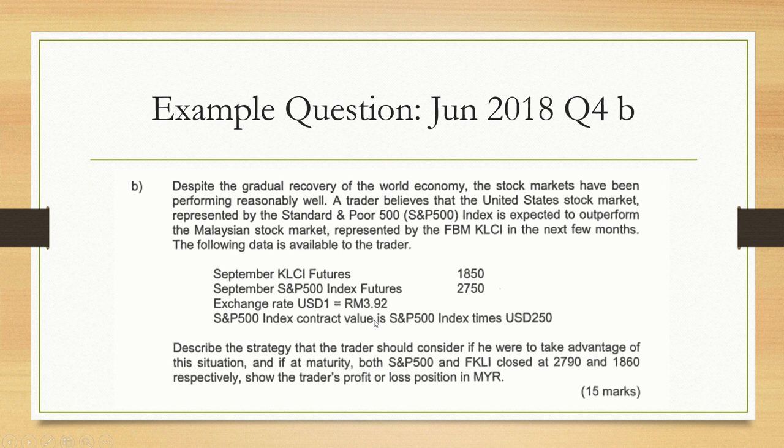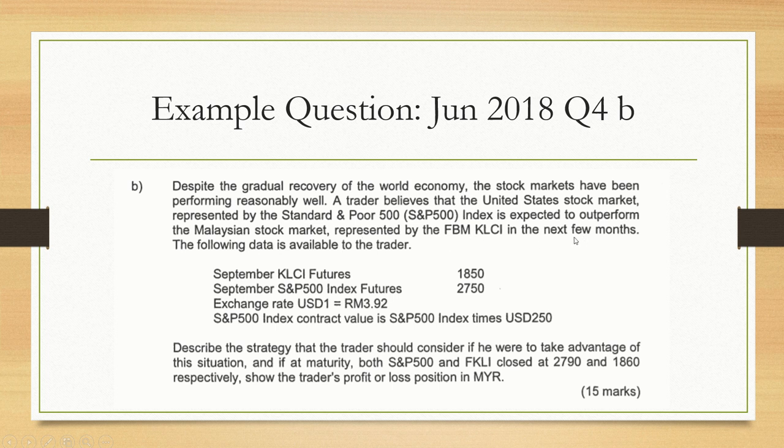Let's take a look at June 2018 question 4B. Again, you have to remember, spreading is taking two opposite positions simultaneously, and we are doing spreading on FKLI. So the question says, despite the gradual recovery of the world economy, the stock markets have been performing reasonably well. A trader believes that the US stock market, represented by the S&P 500 index, is expected to outperform the Malaysian stock market, which is represented by the FBM KLCI, in the next few months.